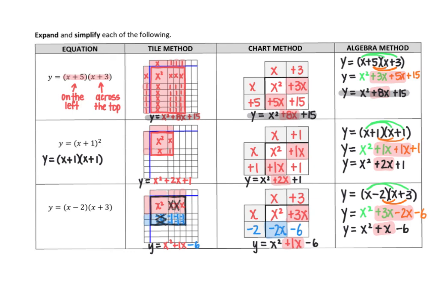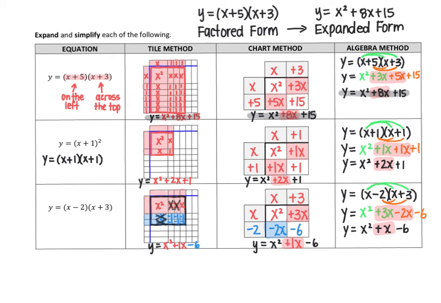So of the three methods, the tile, the chart, and the algebra, take a look and see which one seems to make the most sense for you. This will be the method you will use moving forward when you're trying to convert something that's in factored form into expanded form. This is all going to be helpful as you try to graph parabolas and you need to determine the x-intercepts or the y-intercepts before you begin to graph.